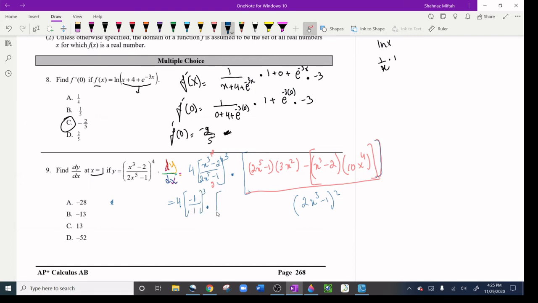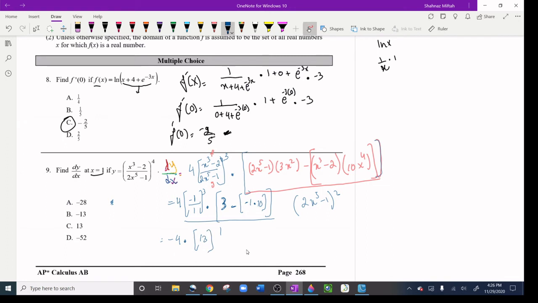Times, now in here, let's multiply all of this. 2 times 1 is 2, minus 1 is 1, and 3 times 1 is 3. So this gives me just a 3. Minus, in brackets, 1 minus 2 is negative 1, times 10 times 1 is 10. So it gives me 10 right there, and that's closed, all over 2 minus 1 is 1. Okay, let's distribute that. 4 times a negative 1 is negative 4, times, and inside I have 3 plus 10, which gives me 13.